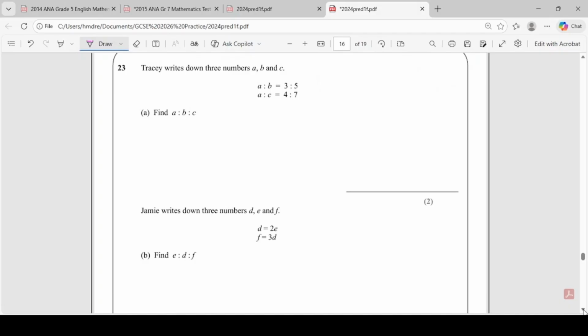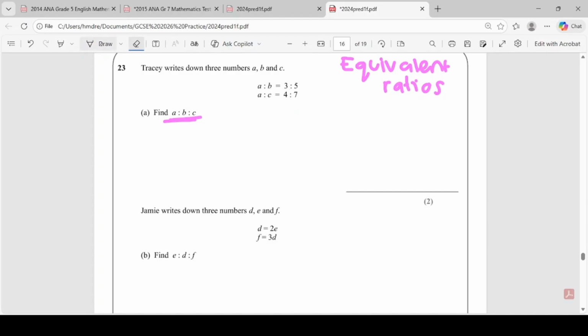Question 23. Tracy writes down three numbers A, B, and C, and then we've got these two ratios. Find out the ratio of A to B to C. A question like this is actually testing equivalent ratios, which is basically the same as fractions. What we want to do is get the A's in these ratios the same, because then we can just write all the numbers after each other.